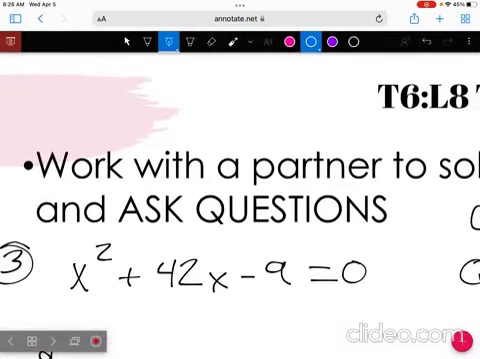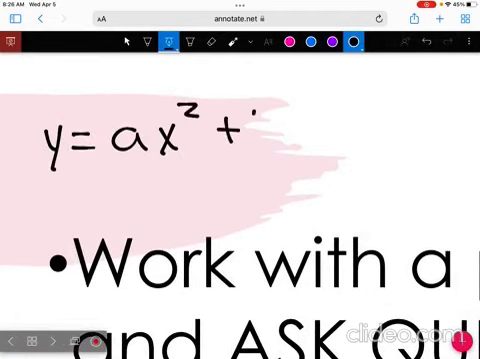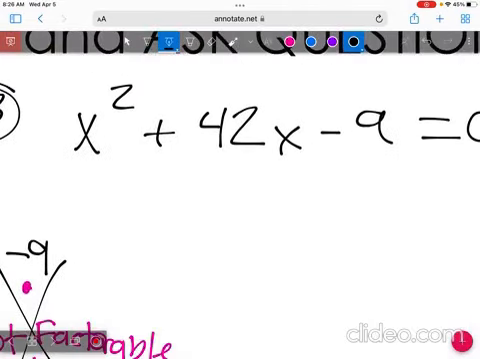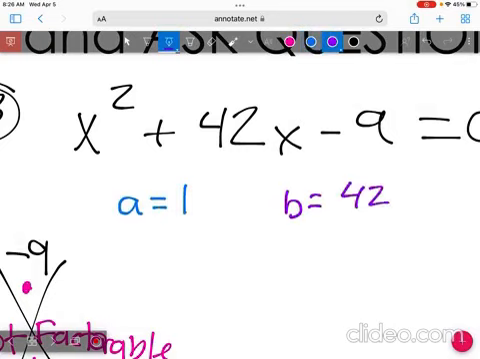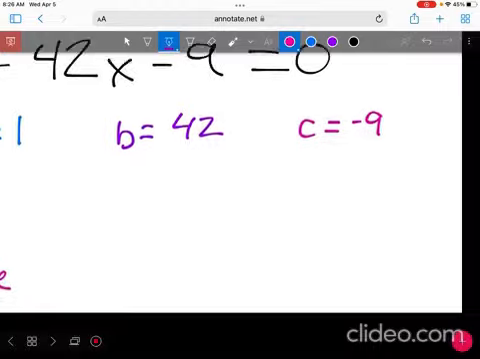It uses our standard form, y equals ax squared plus bx plus c. So our first thing we need to do is find a, b, and c. What is my a value? 1. What is my b value? 42. And what is my c value? C is negative 9. And you straight up plug them in up here.